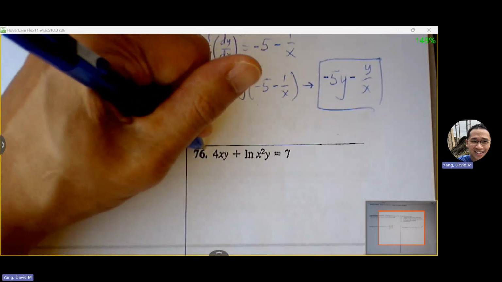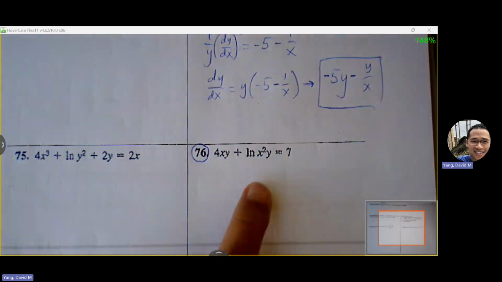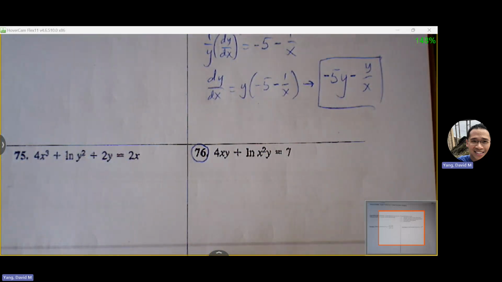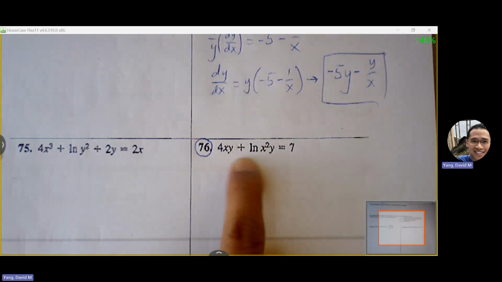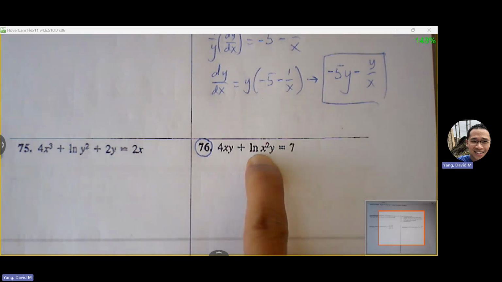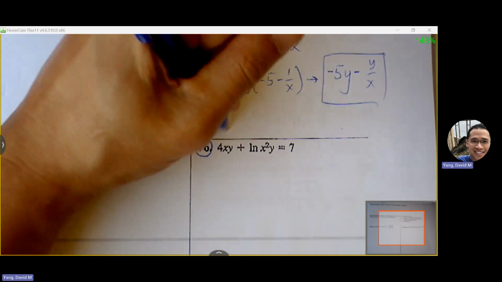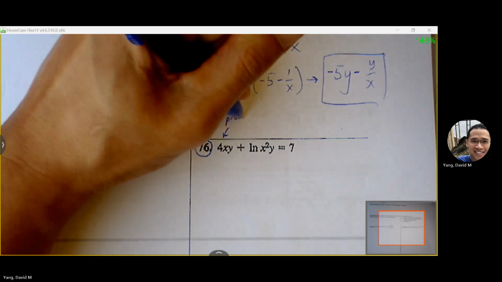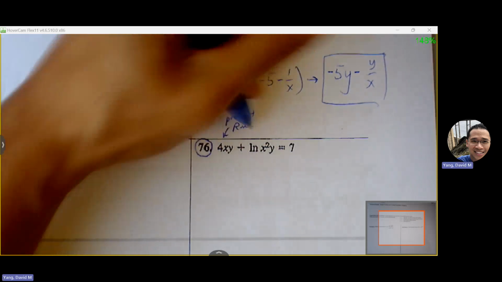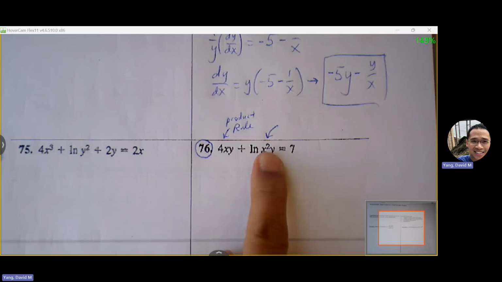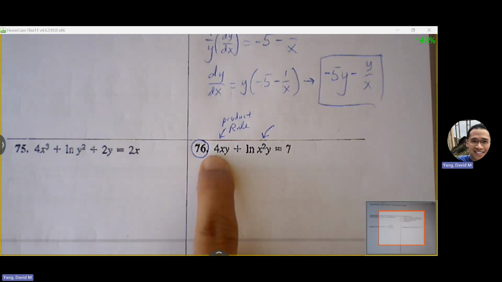I'm going to leave 76 as homework for you, but before I assign the rest of the problems here, there's expansion here, but what do you do with 4xy if you want to find a derivative? What's needed if I want to find a derivative here? Yeah, this is product rule. But this is product property, right? So this you can expand, but this you have to go through product rule.